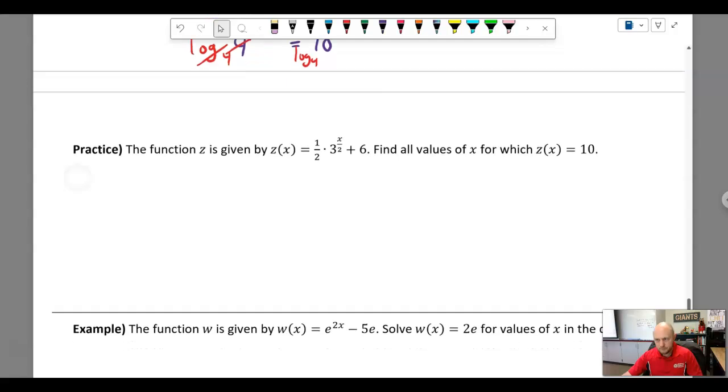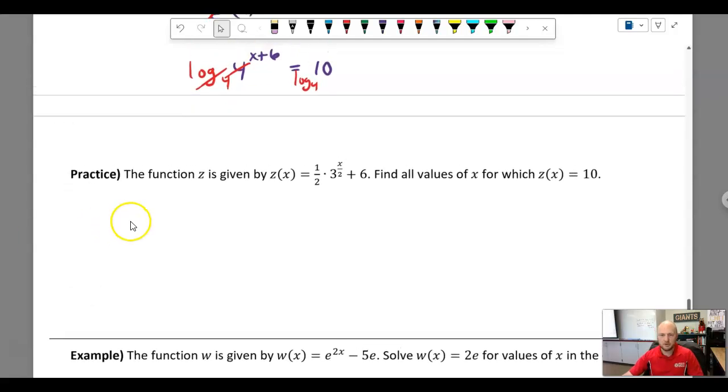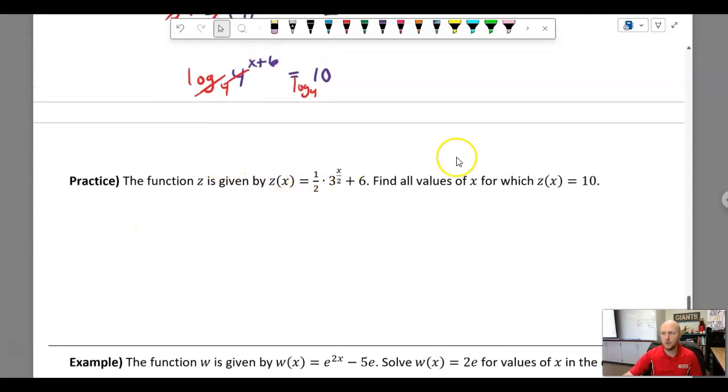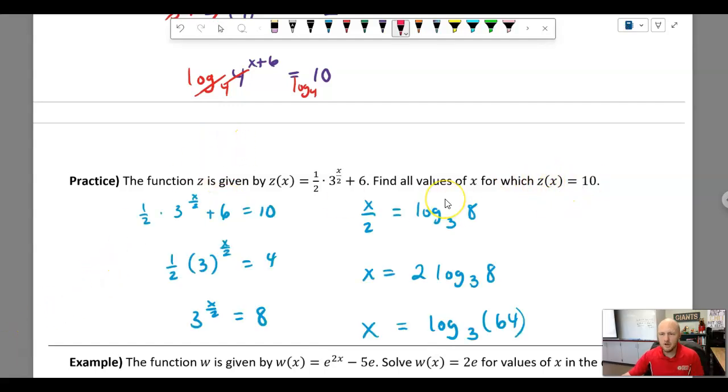Okay. Practice problem. Go ahead. I want you to pause me. Please solve for where z of x is equal to 10. Okay. Here's what I went ahead and did. I set the function z equal to 10, and then we solved.